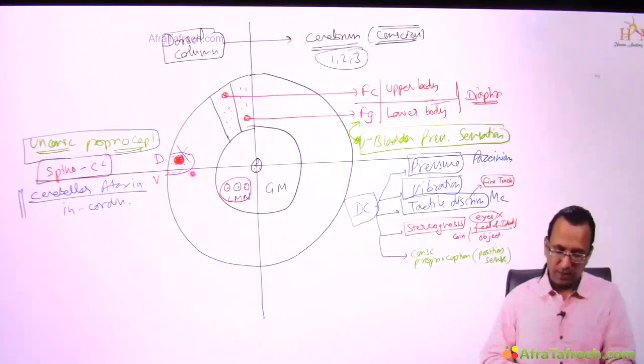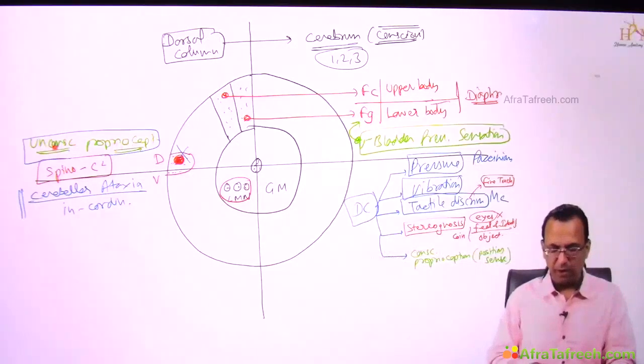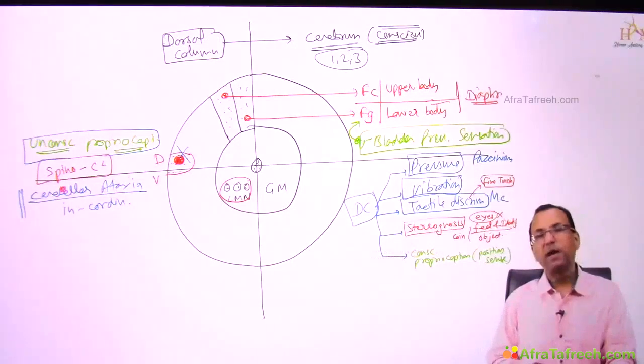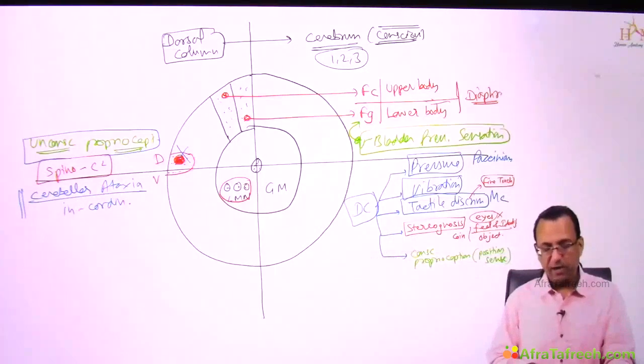So when there is injury to the dorsal spinocerebellar tract, the unconscious proprioception is compromised and cerebellar ataxia develops, leading to the patient having incoordination. Yes, they keep falling to the same side of the lesion. Heel shin test will become positive on the same side of the lesion. Okay, fine.